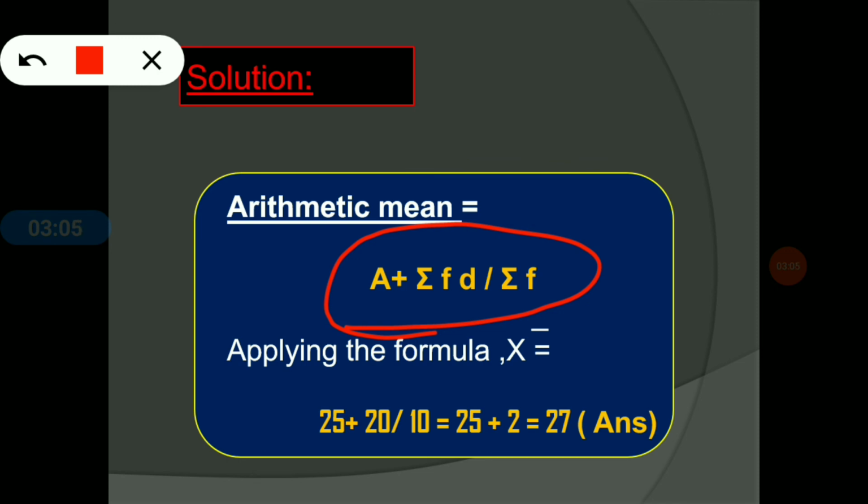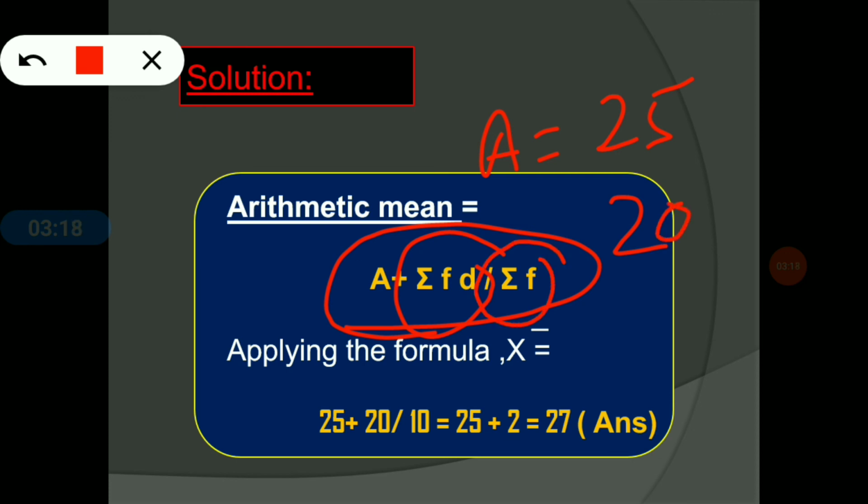We already know a equals 25, summation f d equals 20 and summation f equals 10. So, the formula is a plus summation f d by summation f. Summation f d by summation f means 20 by 10, which equals 2, and the assumed mean is 25. So, 25 plus 2 equals 27. So, 27 is the answer for the arithmetic mean in this example. Okay, I think this is clear.